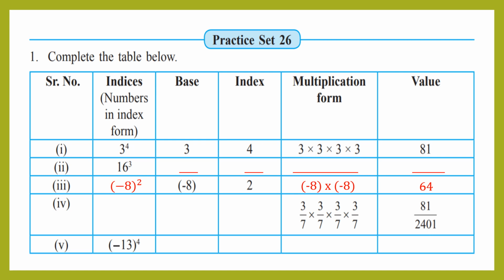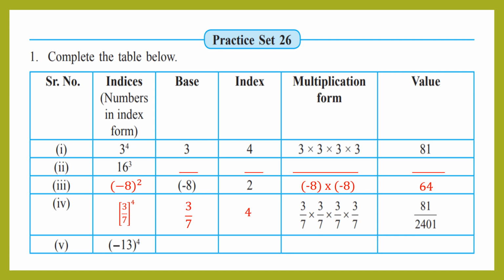Let's go for sub question 4. 3 upon 7 into 3 upon 7 into 3 upon 7 into 3 upon 7. This is the multiplication form. That is, 3 upon 7 is multiplied by itself 4 times. So in index form, this can be expressed as 3 upon 7 whole raised to 4. That is, 3 upon 7 is the base and 4 is the index.